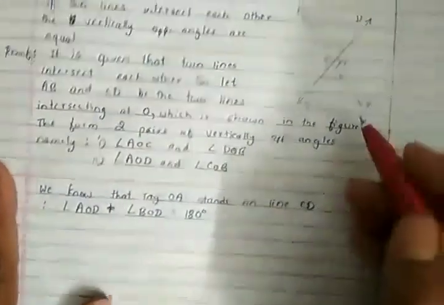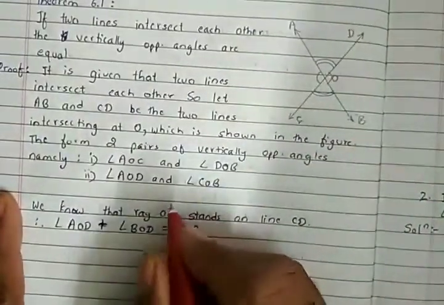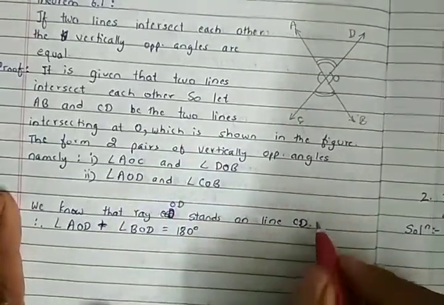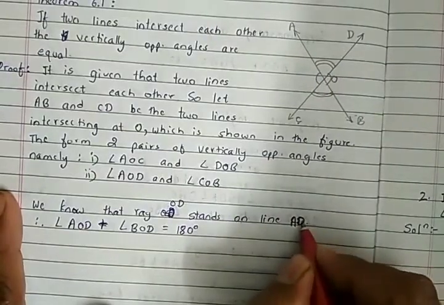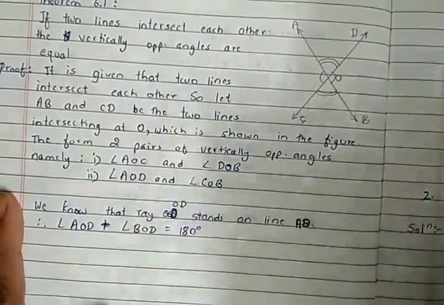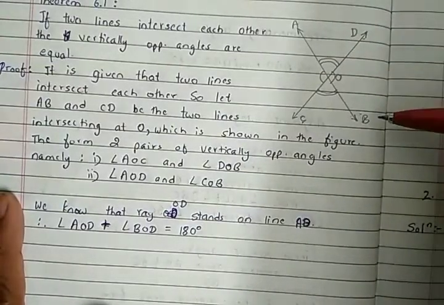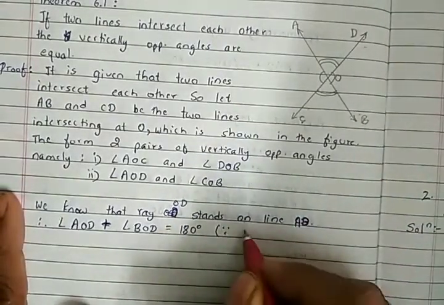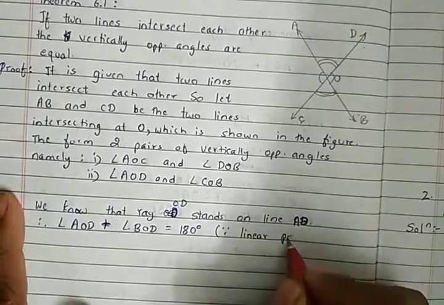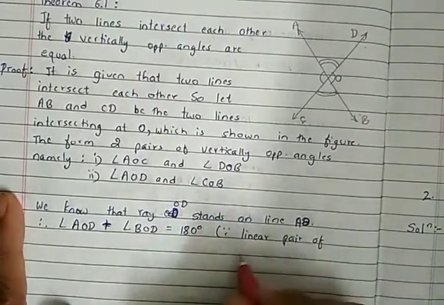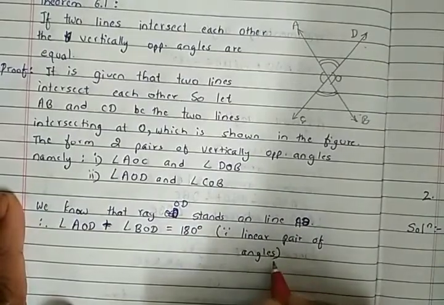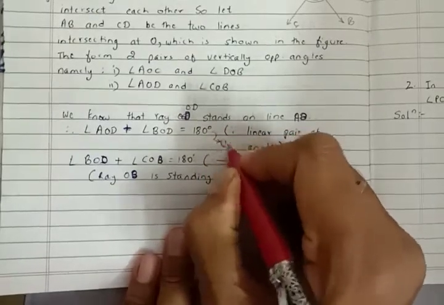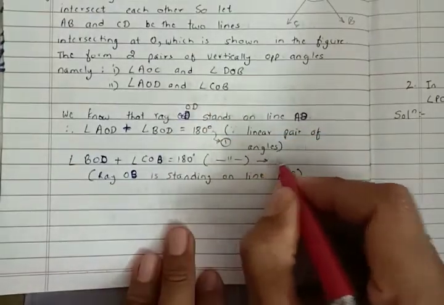Sorry, we have taken this AB line. So OD stands on line AB. Okay, so AOD and BOD, if you add them, it will be 180 degrees. Why? Because of linear pair of angles. Write this as equation number 1 and this as equation number 2.